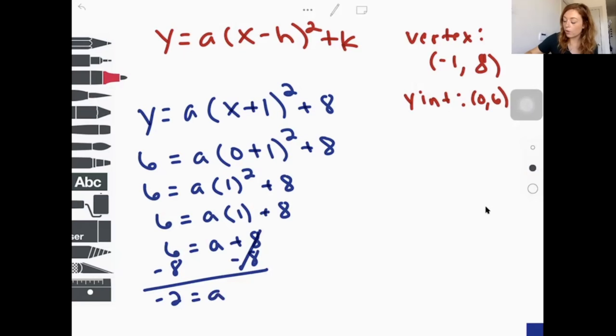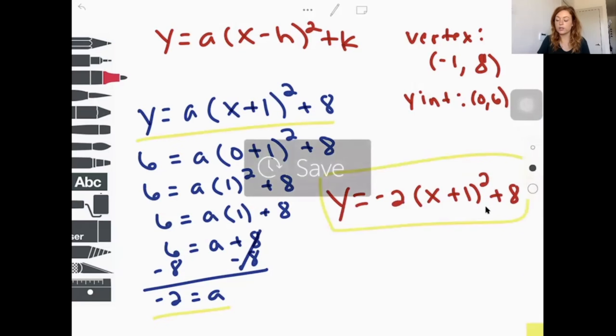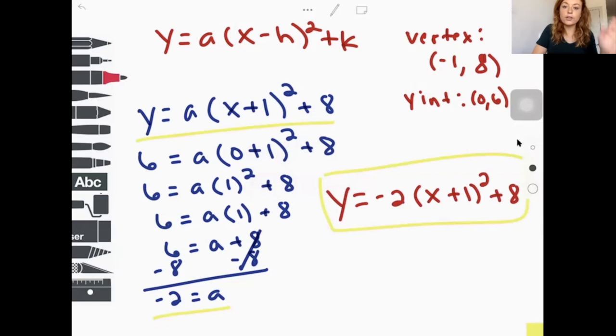So now we're going to come back to this equation and plug in the A that we found. So that would leave our final answer being y equals -2 times (x plus 1) squared plus 8. So whichever one of those makes most sense for your brain, vertex form or factored form, is entirely up to you. Okay, so then from there, you would hop on over to your other documents.